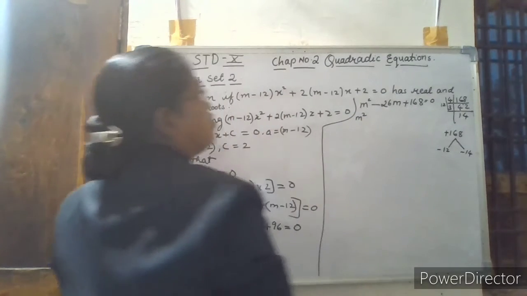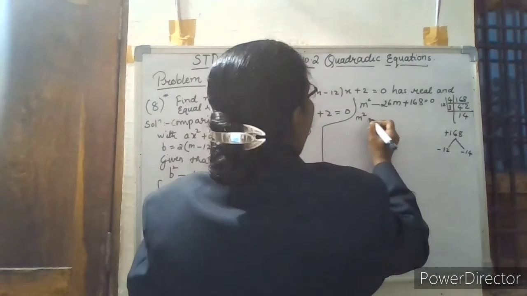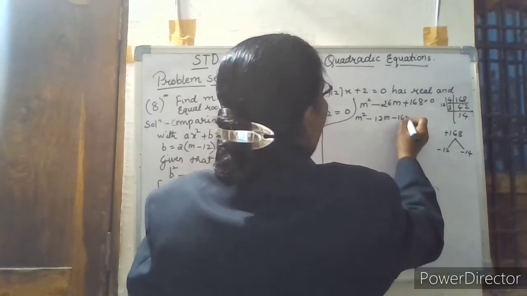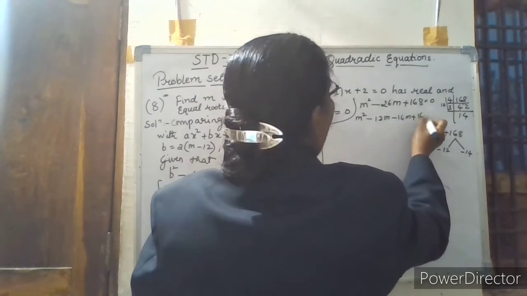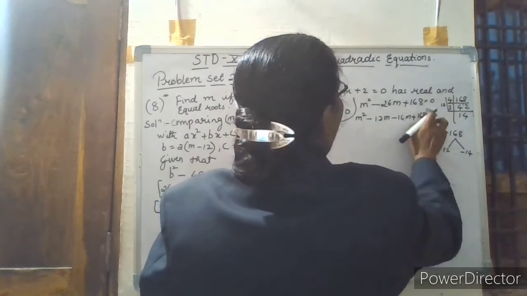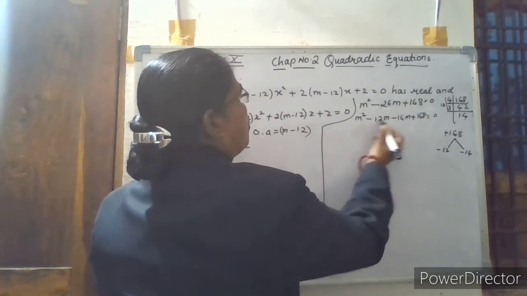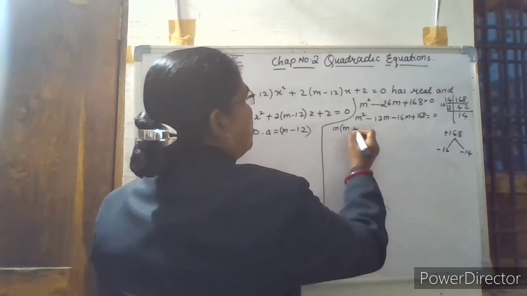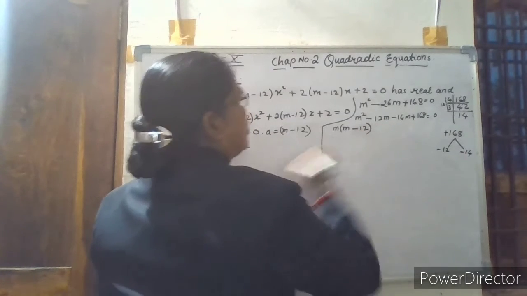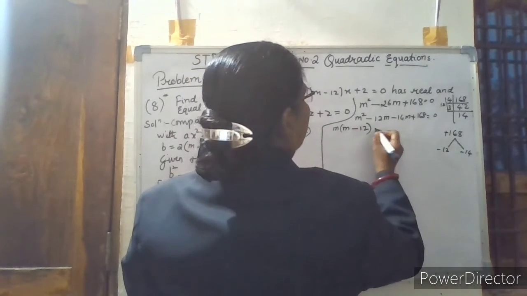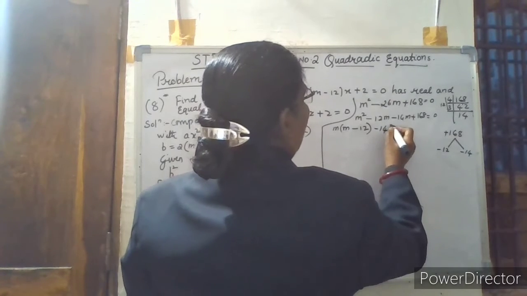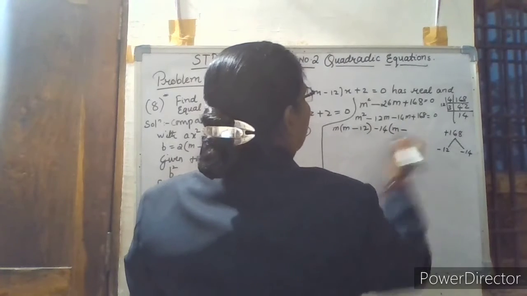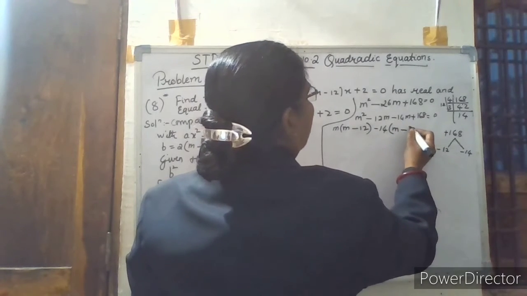So, the middle term is split as m squared minus 12m, then minus 14m plus 168 is equal to 0. From these two terms, m comes out as common, so only m minus 12 remains. Then from these two terms, minus 14 will come out as common. Minus into minus is plus m. Then minus into plus is minus.